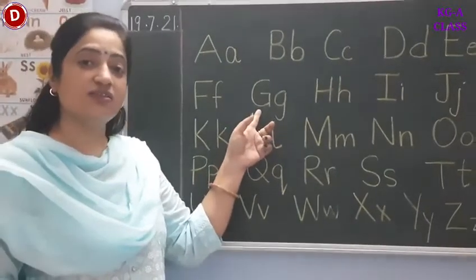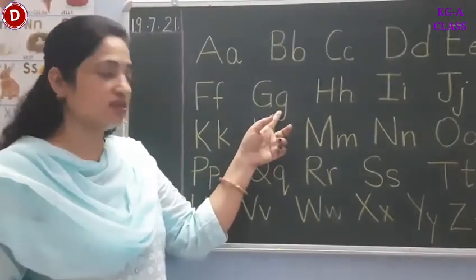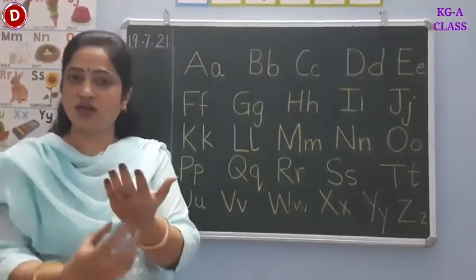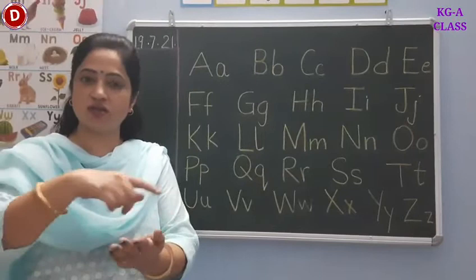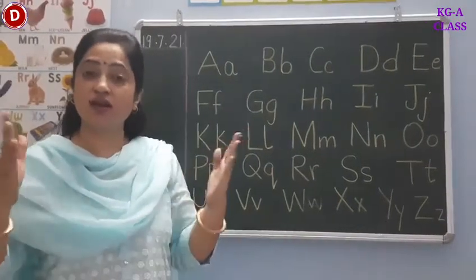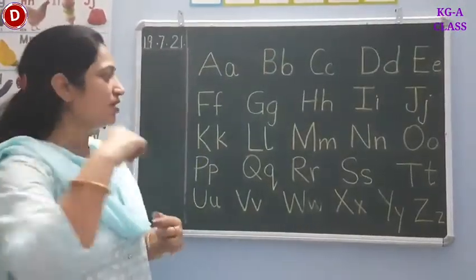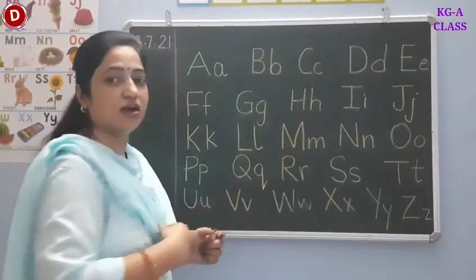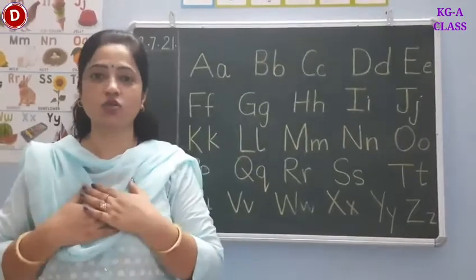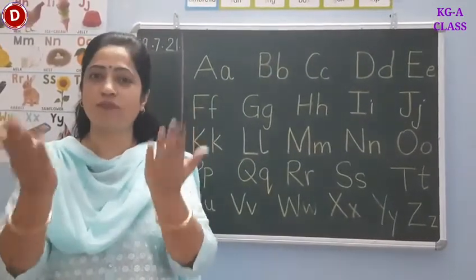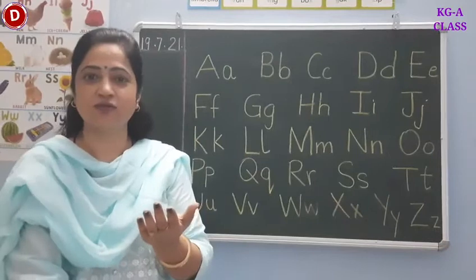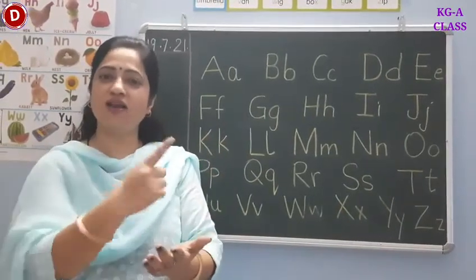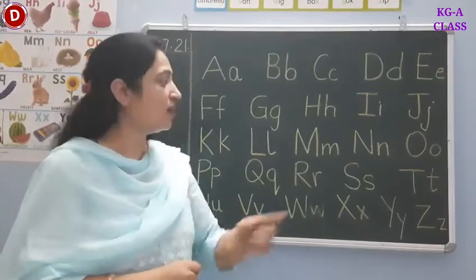G says g. This is capital G and this is small g. G says g. The water gurgles down the drain. G, g, g, g, g. In this way, you have to revise the song of letter G. Now comes H. H says hop. I like to hop, hop, hop, up and down. I like to hop, hop, hop, all around. So H says hop. Now comes I.